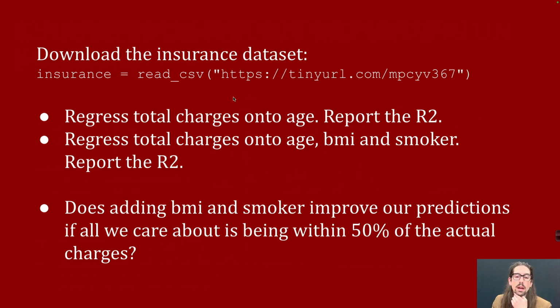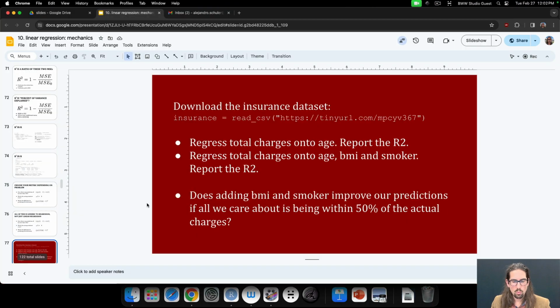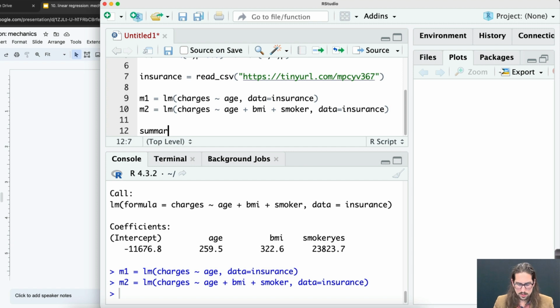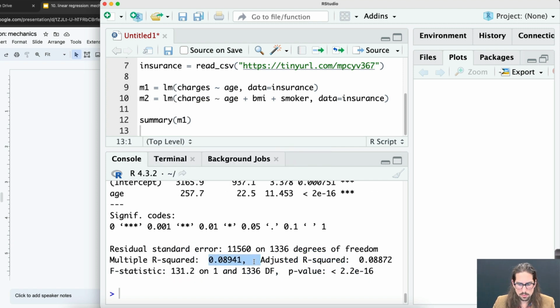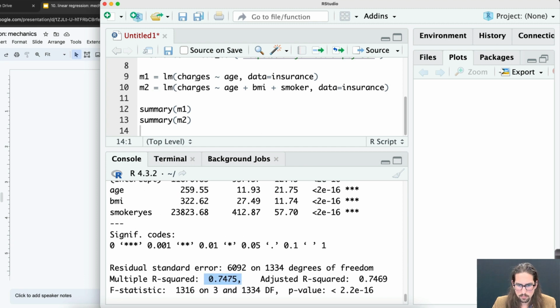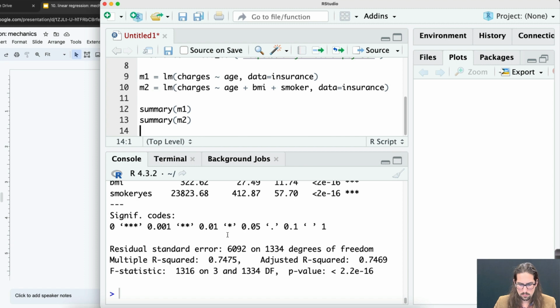So let's do a quick problem. For this insurance data set, we're doing these two regressions. We actually already did those. And then we're answering these questions here. So I think we have that. So let's call that one M1 and M2. Okay, so if we call summary on M1, this gives me the r squared here is 0.089. And I can do the same for M2. Is that right? And 0.74. Okay, yeah. So this one is a lot better.